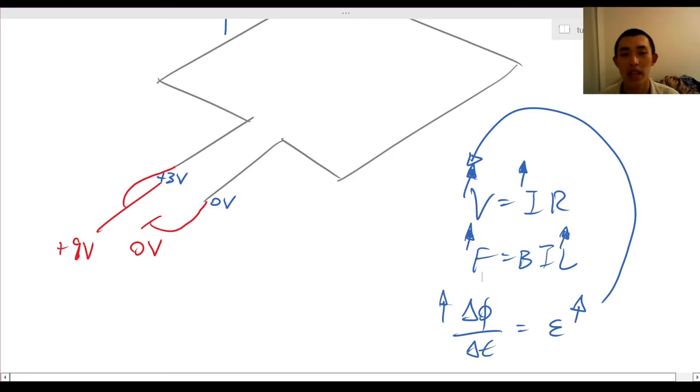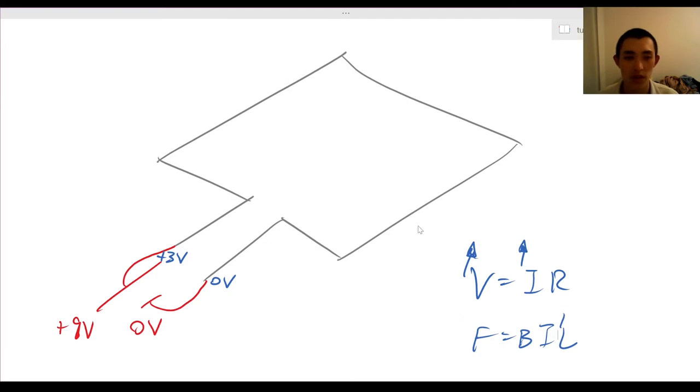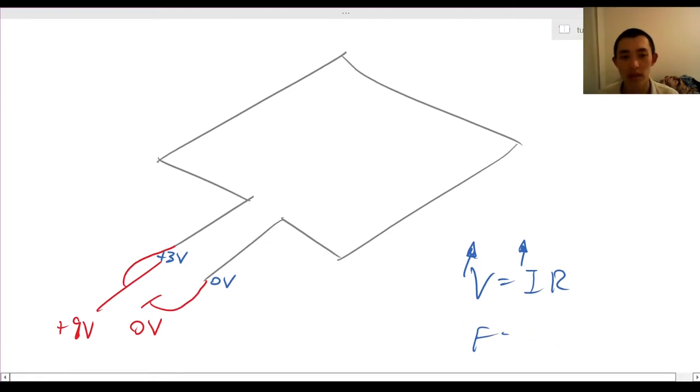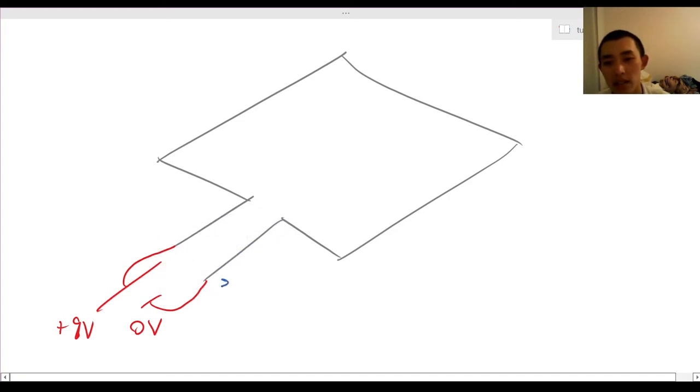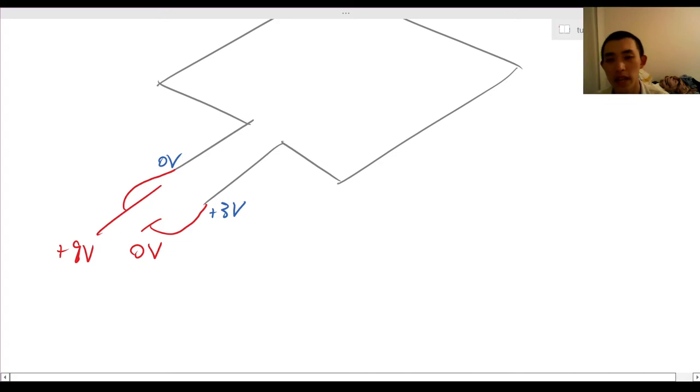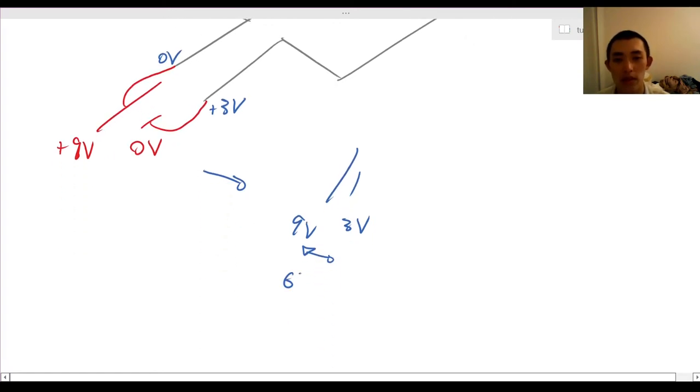So this can't be the case. This would be a violation of Lenz's law, and also a violation of the law of conservation of energy. What actually happens is that it opposes it. So we actually have it as plus 3 volts over here and plus 0 volts over there. And you can see that what this really creates is something more like this, where we have 9 volts and 3 volts here. And so now the actual difference between them is only 6 volts.